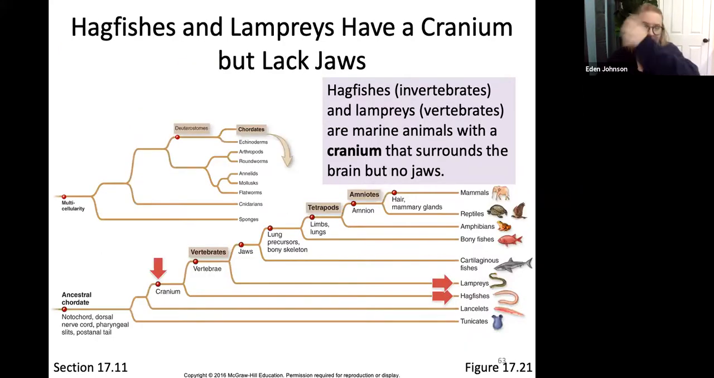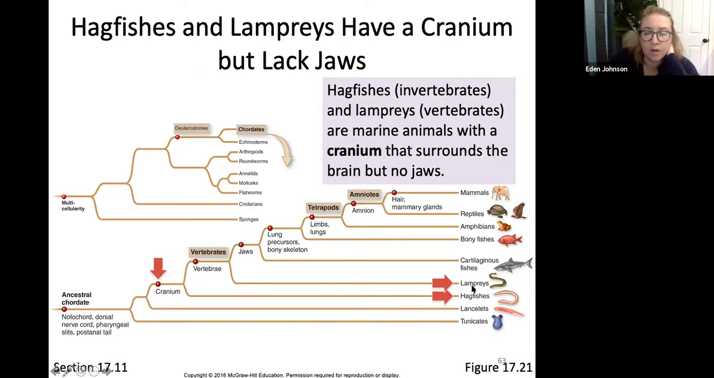All right, now we are going to look at hagfishes and lampreys. They have a cranium but lack jaws. So if we trace back this branch for hagfishes, hagfishes have a cranium and they share all of those characteristics of the ancestral chordate. Lampreys, trace this branch back and you have not only a cranium but also vertebrae.